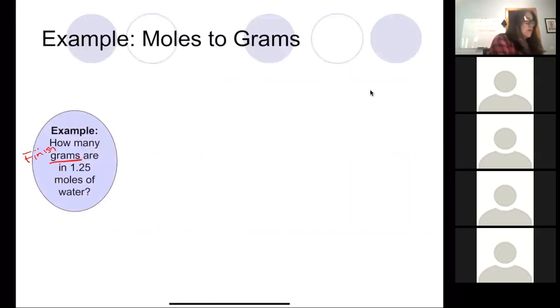Okay, where are we starting? We are starting with 1.25 moles. This is what we start with.